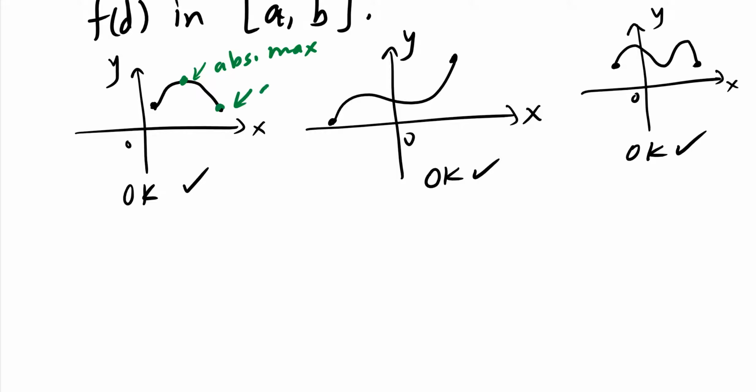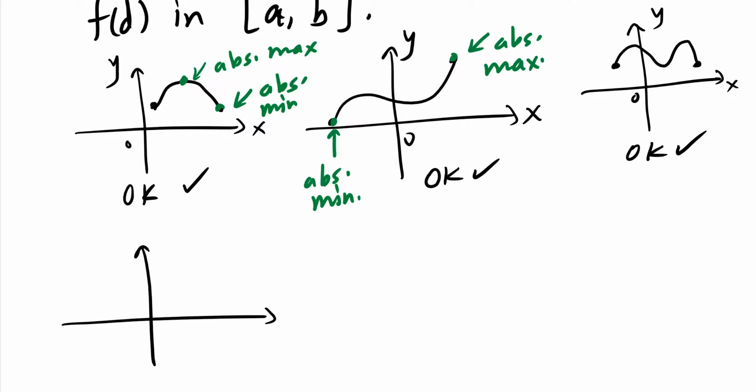This would be the absolute min. It must. This here, the absolute min. This is the absolute max. The other one, the same thing. Now, what about if we have a different graph?